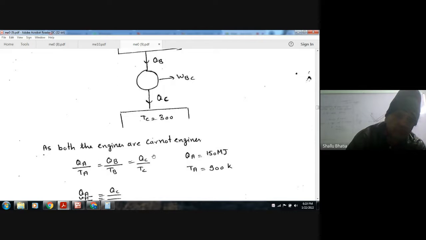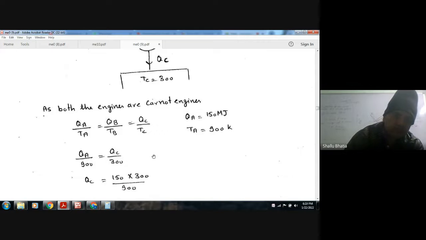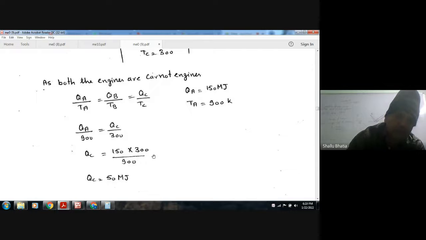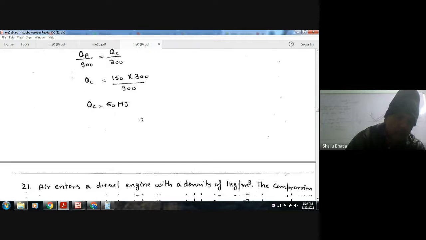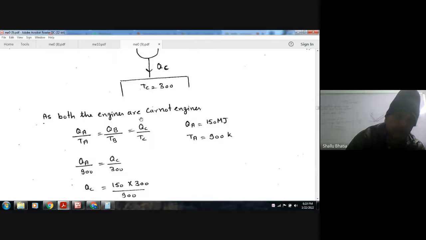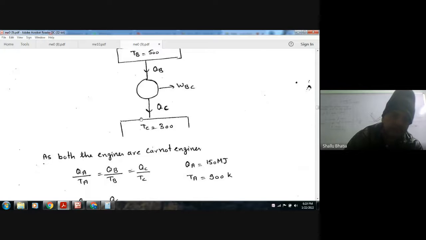So QA is 150 and TA is 900. TC is also given, so we can find out QC. QC is 50 megajoule. So this is a simple Carnot cycle question. We have to keep the Clausius inequality in mind.